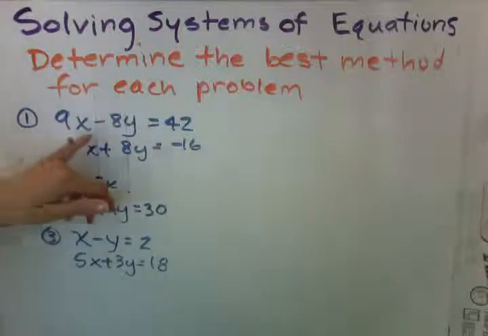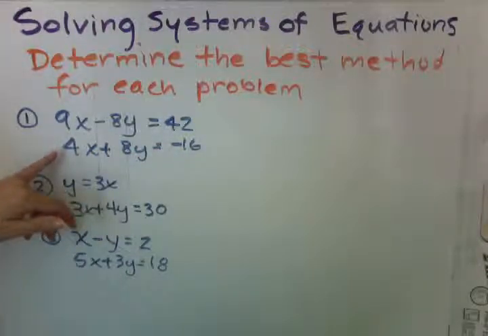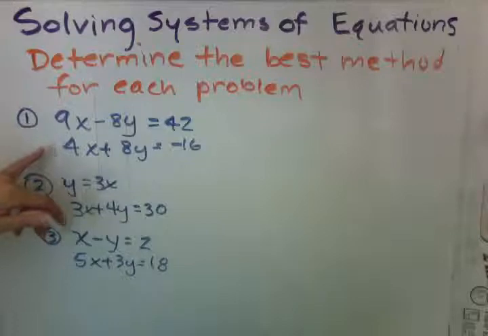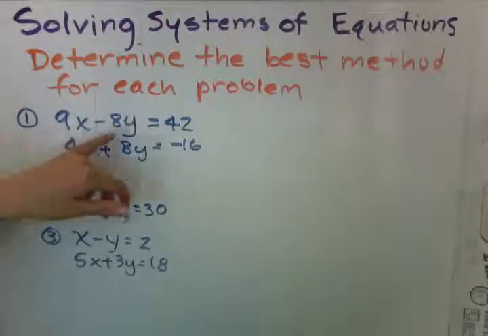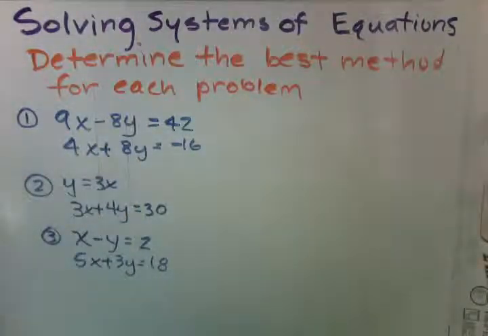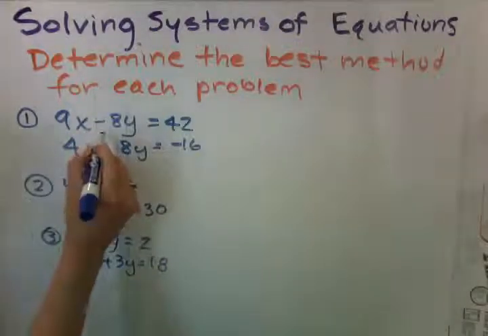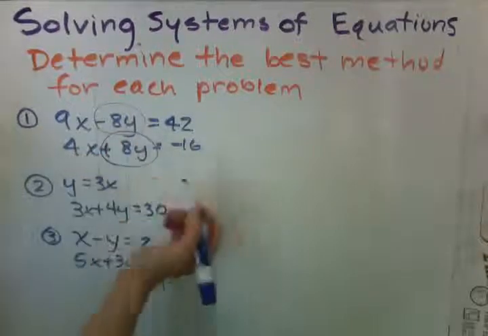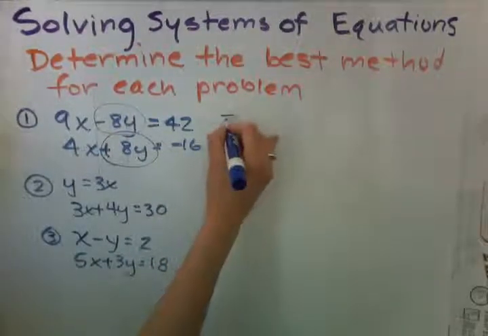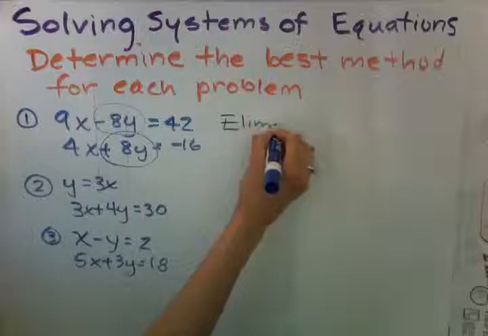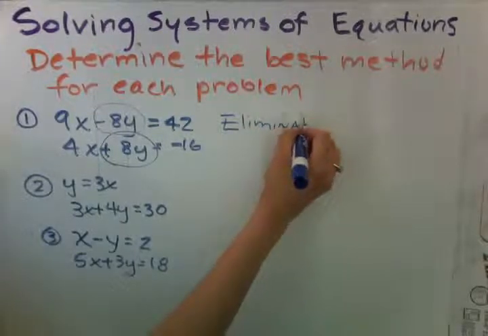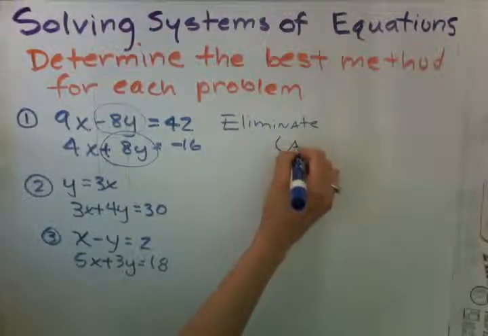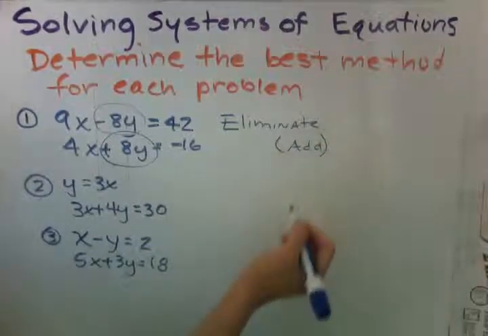For example, in these two equations, substitution would not work. The x or the y is not isolated, so we can think of another solution. What about elimination through addition? We notice that the negative 8y and a positive 8y can be eliminated, so we can eliminate by adding the two equations.